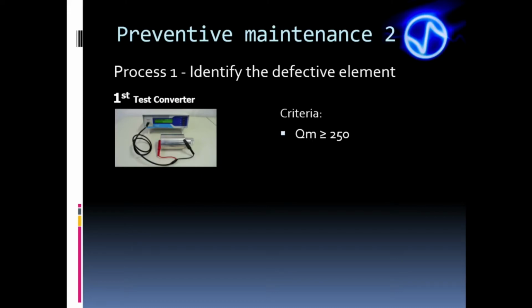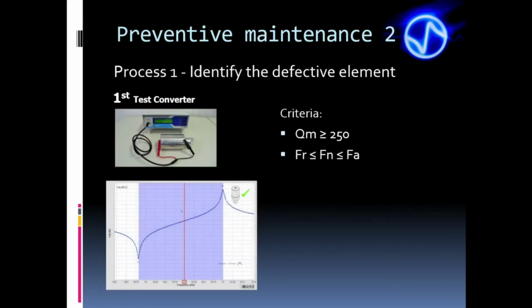The second criterion is related to the resonance and anti-resonance frequencies of the converter, and also to the nominal operating frequency of the machine. The interval between FR and FA must contain the nominal frequency of the machine. For example, the converter analyzed with the TRZ in this figure operates on a 20 kHz machine. Note from the measurement that the 20 kHz frequency value is within the range between FR and FA, highlighted in blue. So, this converter has passed the frequency criterion.